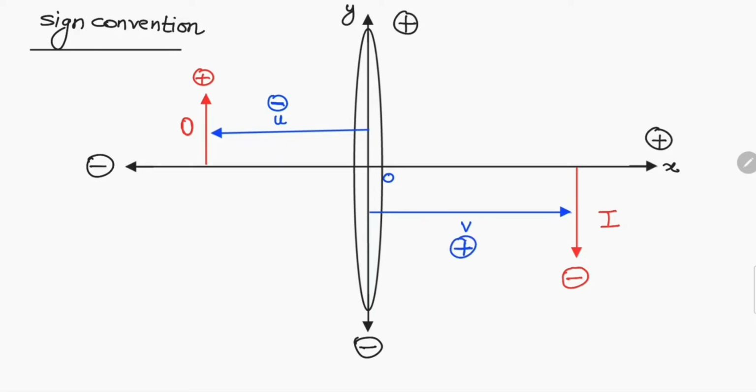While doing the numericals, we are going to use the focal length of convex lens, which is over here. When we talk about focal length, it is always the second focal length. It is on the right hand side. So focal length of convex lens is always positive because it is on the right hand side.